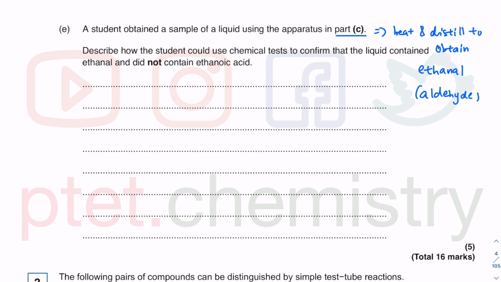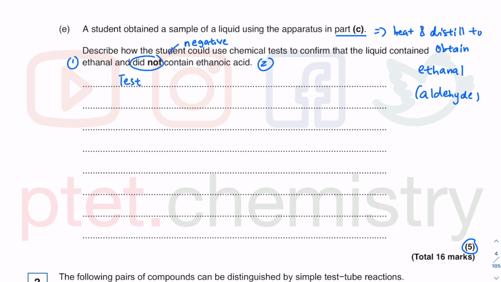Describe how the student could use chemical tests to confirm that it contained aldehyde and did not contain ethanoic acid. Did not contain means it's going to be negative for ethanoic acid. So this is described for 5 marks. So we're going to think about a couple of tests. Number 1 is it contained ethanal. Number 2 is did not contain ethanoic acid. So negative for ethanoic acid, positive for ethanal.